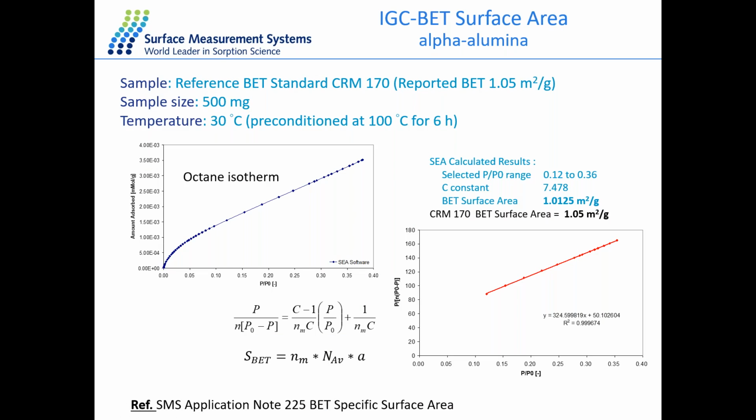The IGC technique also shows good accuracy. For example, with the BET standard, the CRM170 sample, the reported value for this standard sample is about 1.05 square meter per gram. Then we did the octane sorption with the IGC technique at 30 degrees with around 100 milligrams. Here's the octane isotherm, and this is the converted BET line, which also shows a really good linear regression. The reported value is 1.05, and the measured value of the IGC technique is about 1.01, showing good agreement with the literature value as well.